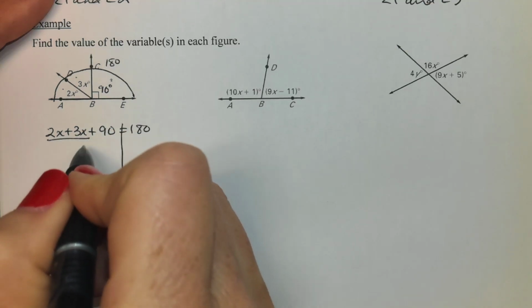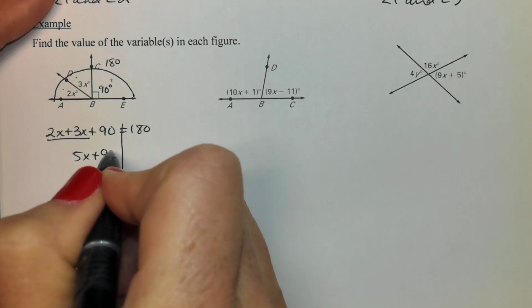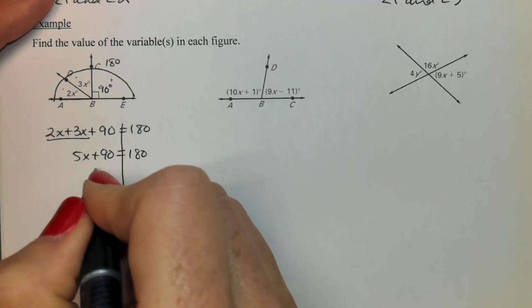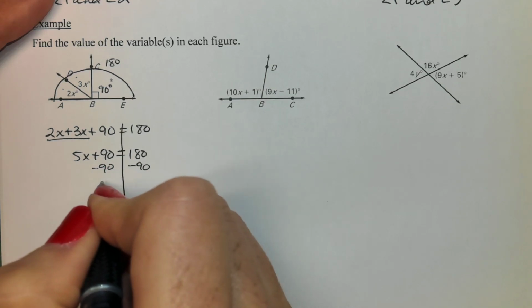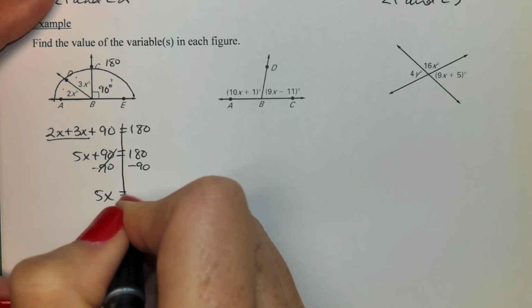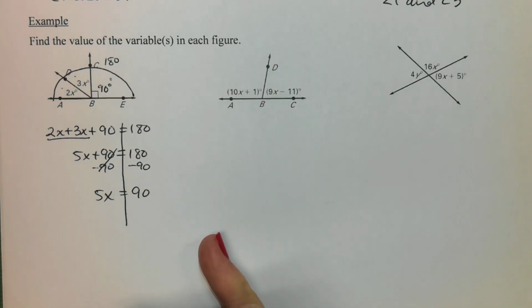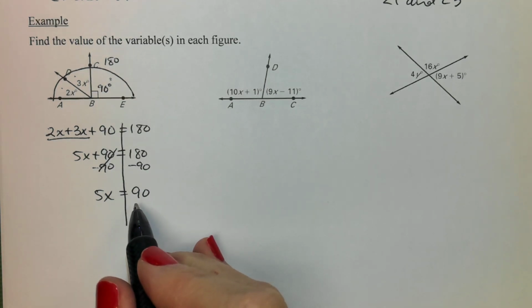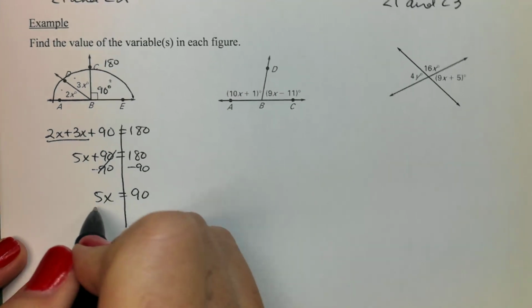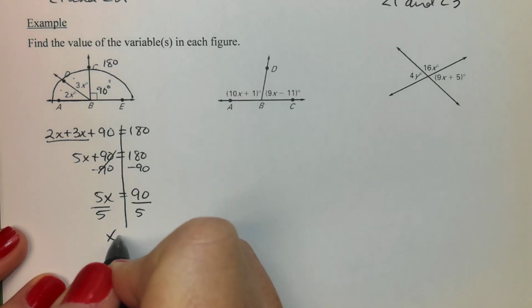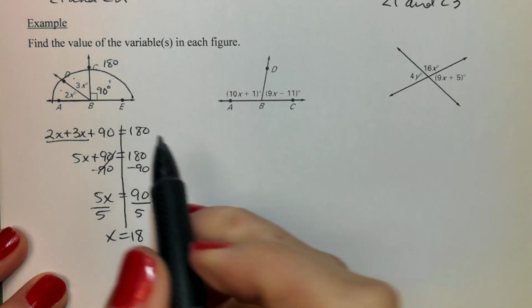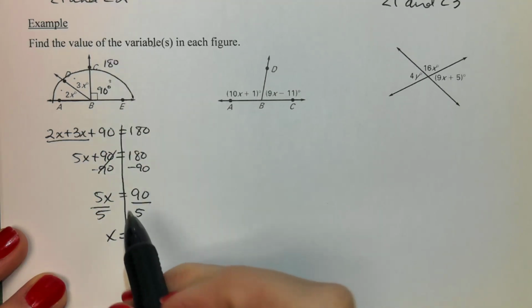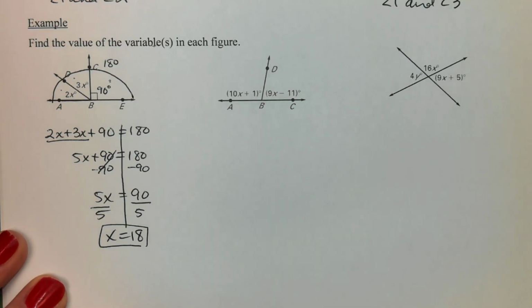Fence it, put some like terms together. The 90 goes first. Cancel it, drop the 5x. And then 5x divided by 5. Whoops, sorry, 90 divided by 5 is what I meant to say. We'll also divide that by 5. X equals 18. And this is to find the value of the variable. Okay, so we're done at x. No plugging back in for this one.